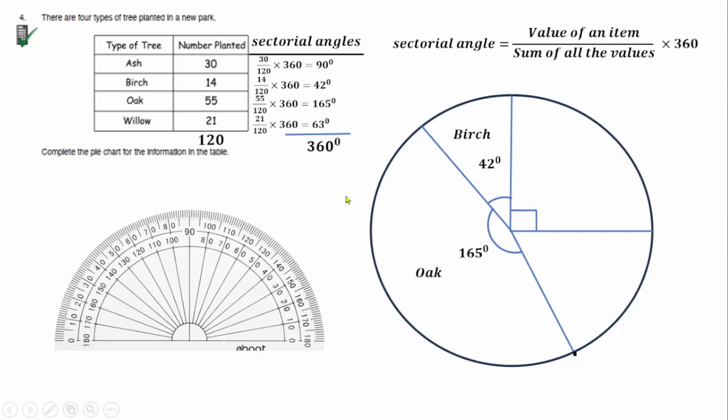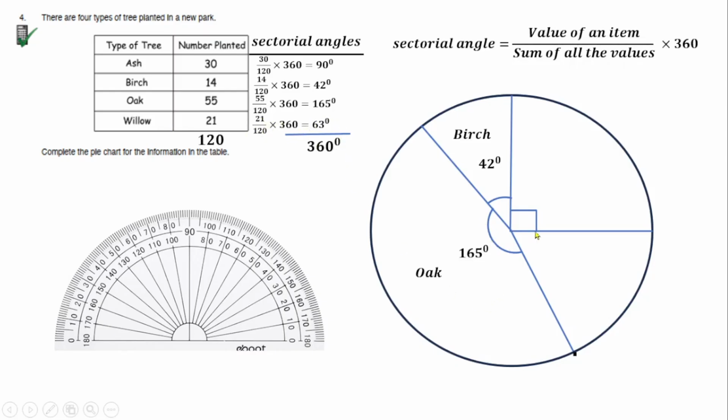If you have converted the angle, it is correct now because of the error that we made previously where we wrote 30 instead of 21 for this willow. So the angle is 63.